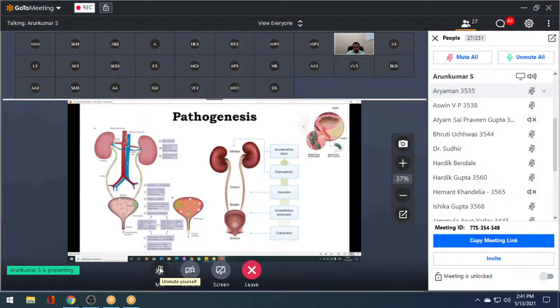So this image is a little busy slide, but if you can read it, you will be able to understand how there is a progression or complication in the UTI. Initially, what you have is a contamination of the periurethral region with a pathogen, which is more commonly from the rectal opening, especially in females. You will have colonization of the urethra, and then the microorganisms progress onto the bladder.